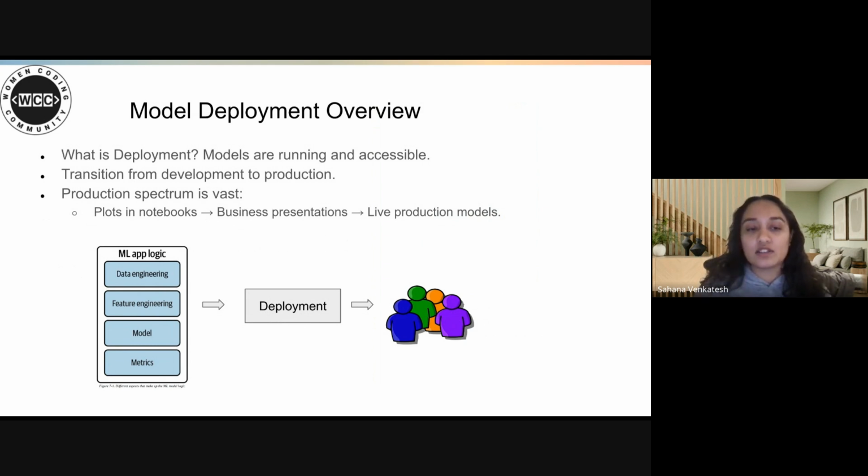environment. Another thing we need to be aware of is production. When I say production, it's a very big spectrum. It can mean creating some plots to share with your business team, or it can mean serving or deploying your model in a place where it's accessed by millions of users.